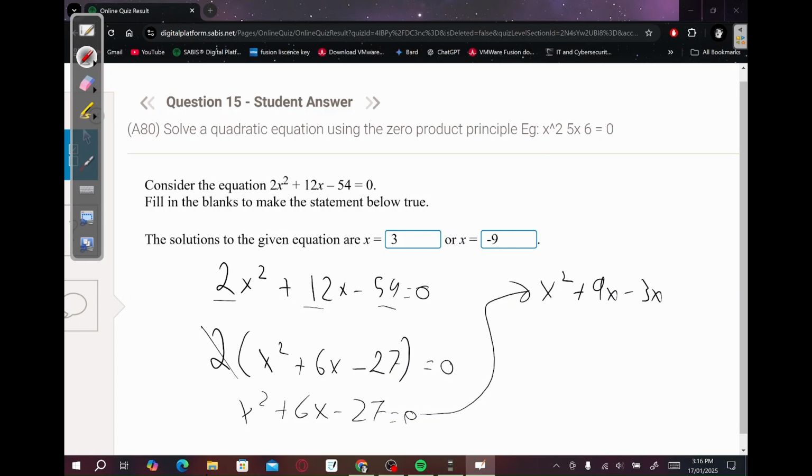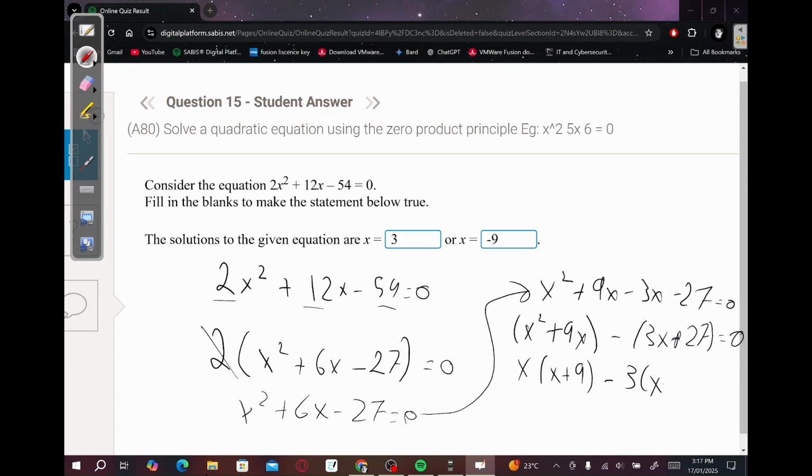because remember, we're getting negative 27 and the b term is positive. So the bigger term, you're going to split it up. The bigger term is going to be the positive one. Minus 27 is equal to 0. X squared plus 9x minus 3x minus 27 is equal to 0. Okay, so we take out x as a common factor here. X times (x plus 9) minus 3 times (x plus 9) equals 0. So you set this, x minus 3 and x plus 9, equal to 0.